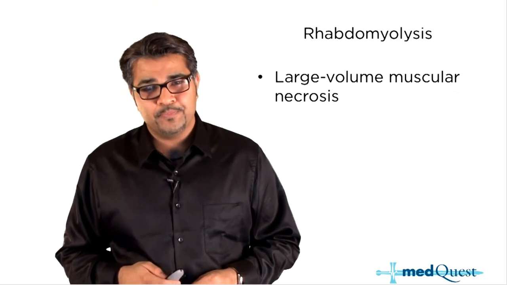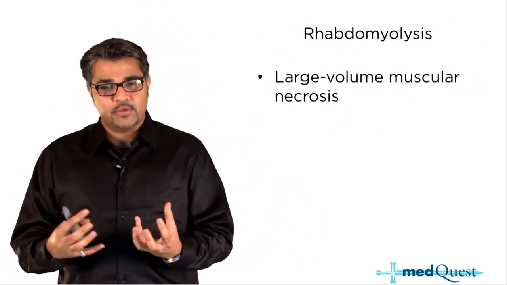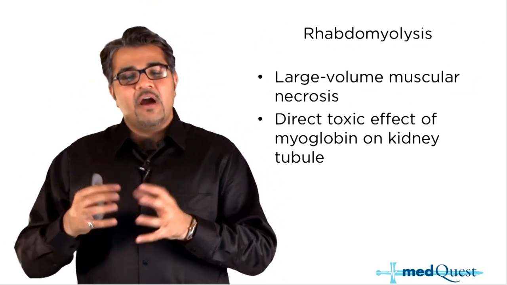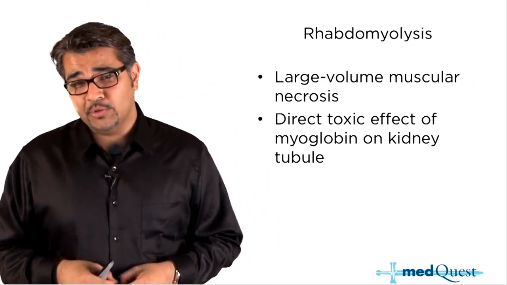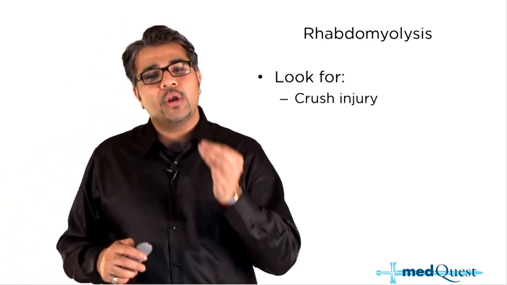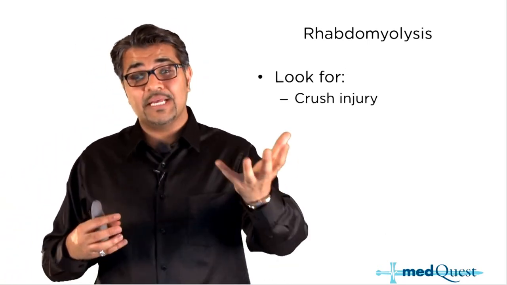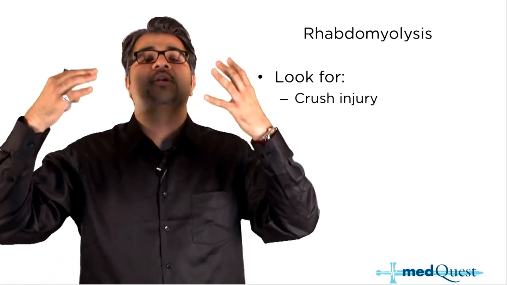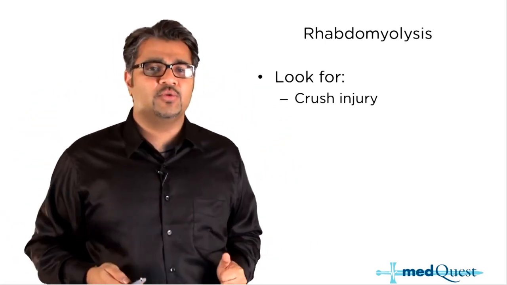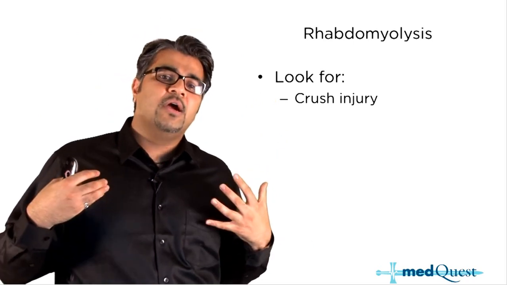Moving onward, rhabdomyolysis. Now, rhabdo is a large volume muscular necrosis, and it's the direct effect of myoglobin on kidney tubules. The myoglobin jams up the kidney tubules. In rhabdo, you want to look for crush injuries, guys or women or anyone who've gotten caught under large, heavy objects. They've gotten their hand caught in construction work, or their bodies have gotten caught under a pileup.